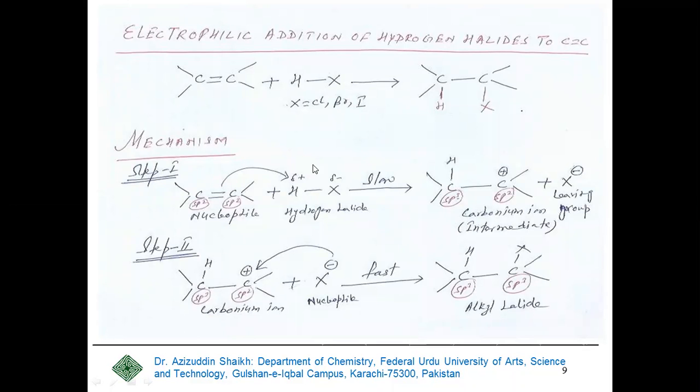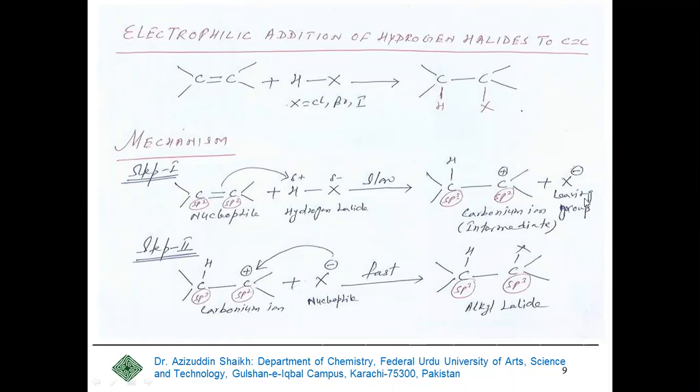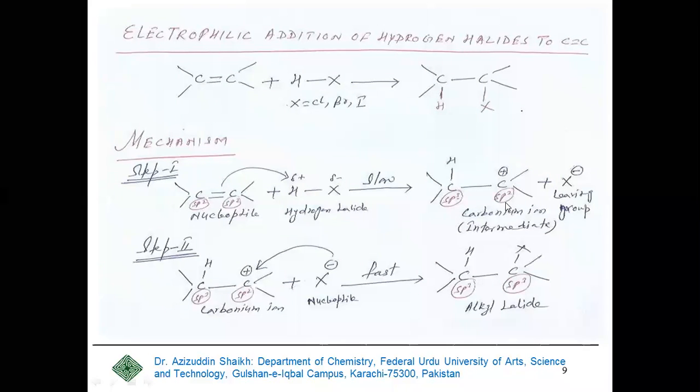As a result, the pi bond is broken, and this sigma bond is broken, and a new sigma bond is formed, and you will get the carbonium ion, and this is the leaving group. Halide is the leaving group, or leaving nucleophile. This carbon is sp2 hybridized, and another carbon is also sp2 hybridized, but after completing step 1, this carbon is sp3 hybridized, and this carbon retains sp2 hybridization, planar.